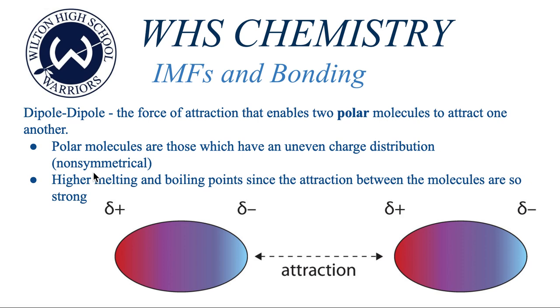So obviously, opposites attract, so the negative polar side of it would attract the positive polar side of it. So there are higher melting and boiling points since the attraction between the molecules is so strong. So the stronger an IMF, the harder it is to boil it, the higher temperature you're going to need to boil it or to melt it.